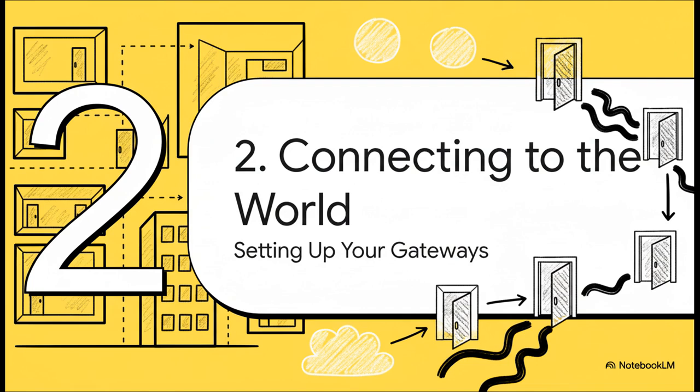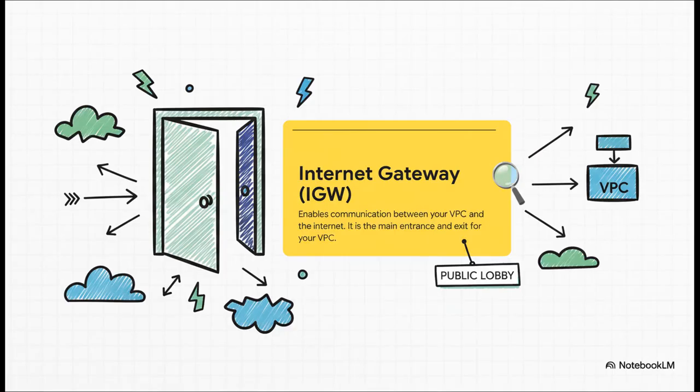All right, our foundation is down, the rooms are marked out. Now it's time to move on to section 2, connecting to the world. We're going to do this by setting up gateways. These are basically the doors that let traffic in and out of our new building. The very first and most important door is the Internet Gateway, or IGW. And it is exactly what it sounds like. It's the main two-way front door for our entire VPC. We just create it, attach it to our network, and just like that, our public lobby can now communicate with the rest of the internet.